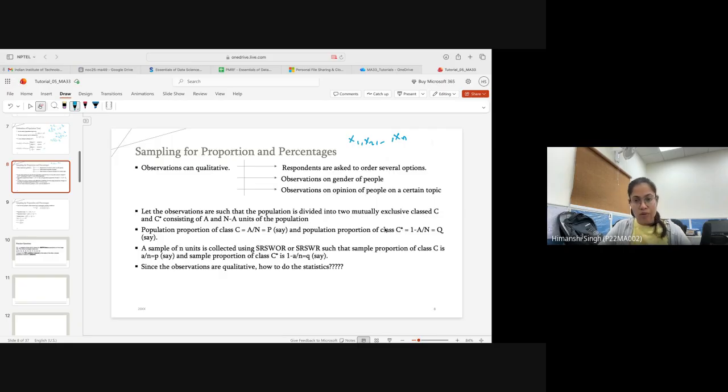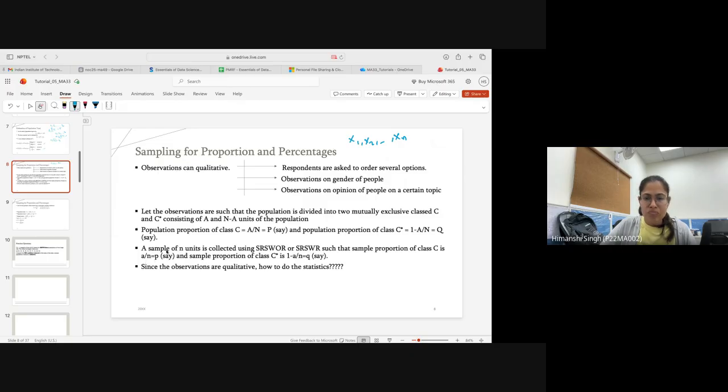So if now from that population of capital N units, I want to collect a sample of small n units. Now from that small n units, let small a be those units which are lying in class C, and so small a by n will be the sample proportion of class C, and 1 minus small a by small n is the sample proportion of class C star. Okay, so we can estimate this population proportion capital A by N by this sample proportion small a by n.